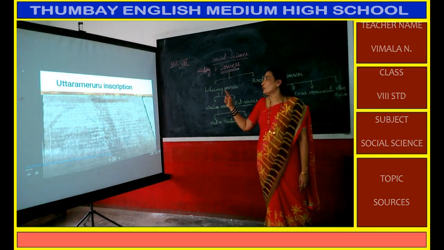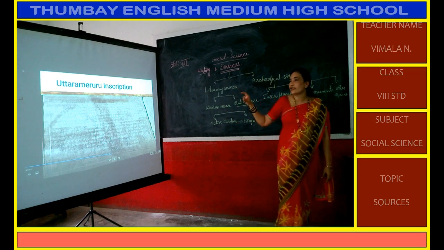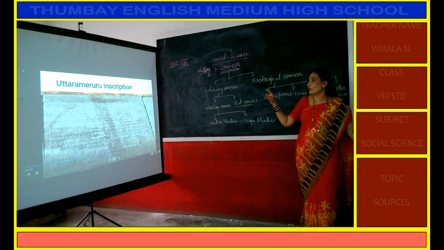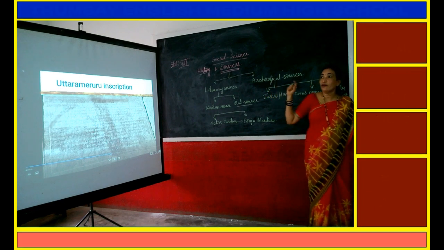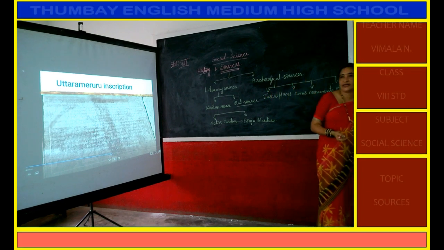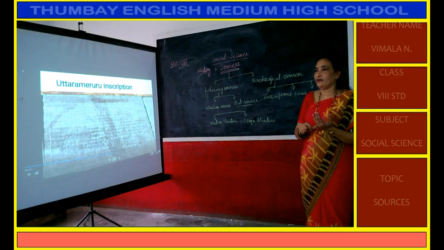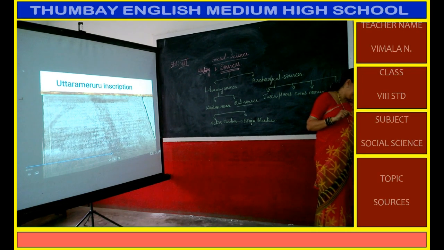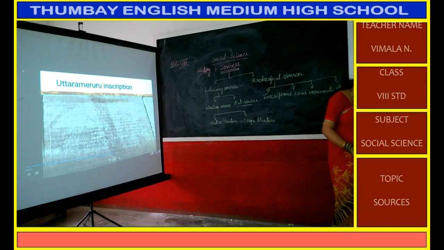Next one is the Uttaramerur inscription. It includes the administration of the Cholas. The Uttaramerur inscription includes the administration of the Chola kings and also their social and religious life.